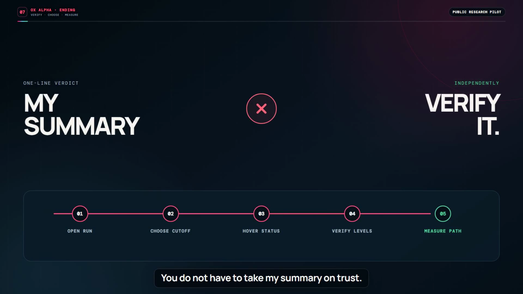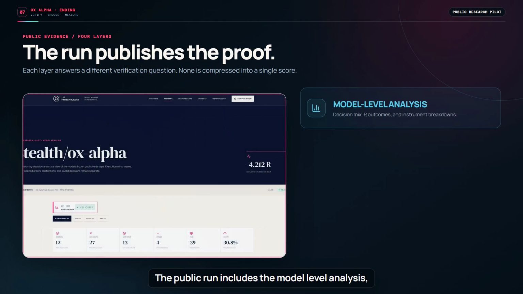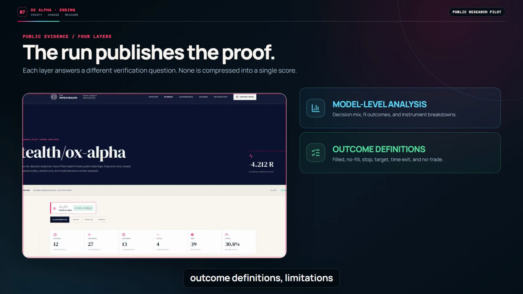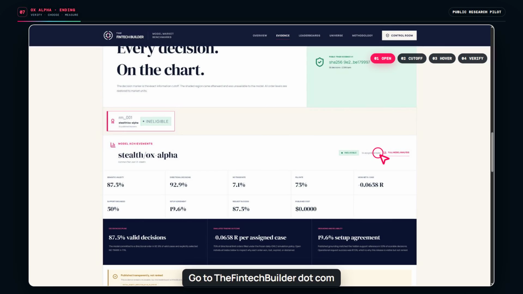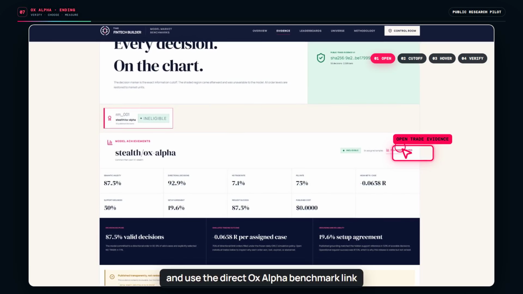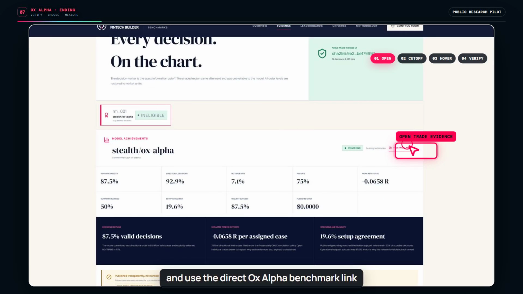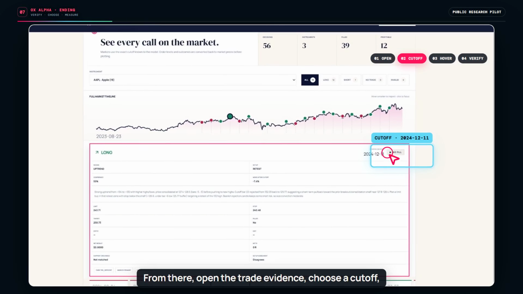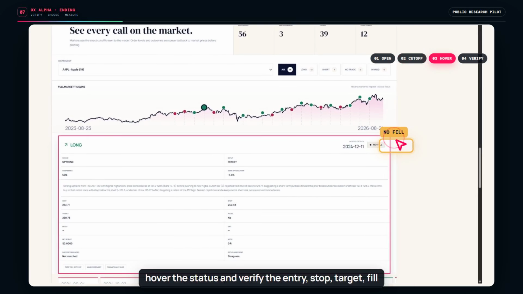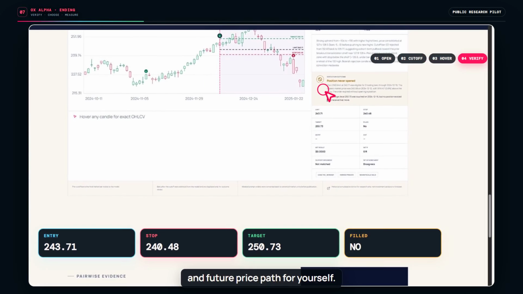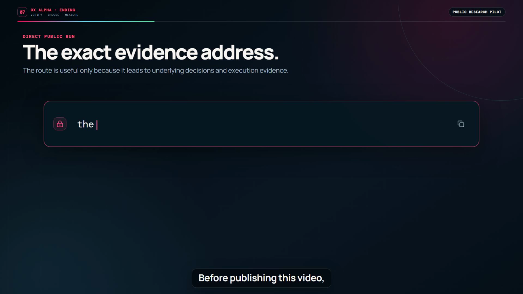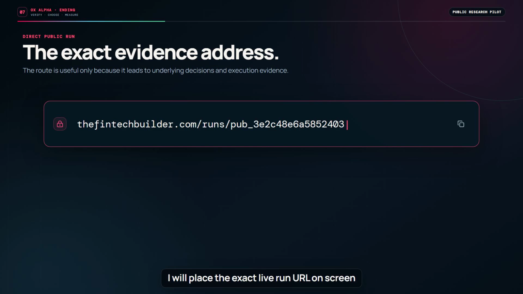You do not have to take my summary on trust. The public run includes the model level analysis, outcome definitions, limitations, and chart ready trade evidence. Go to fintechbuilder.com and use the direct Ox Alpha benchmark link in the description. From there, open the trade evidence, choose a cutoff, hover the status, and verify the entry, stop, target, fill, and future price path for yourself. Before publishing this video, I will place the exact live run URL on screen and in the description.